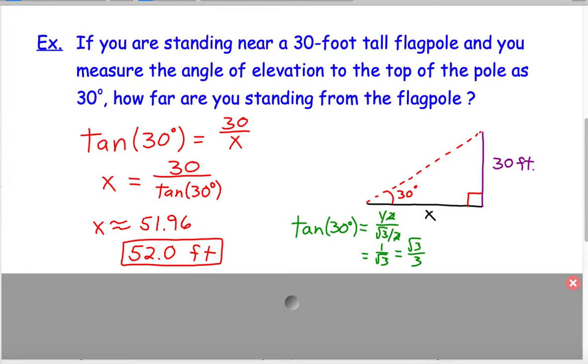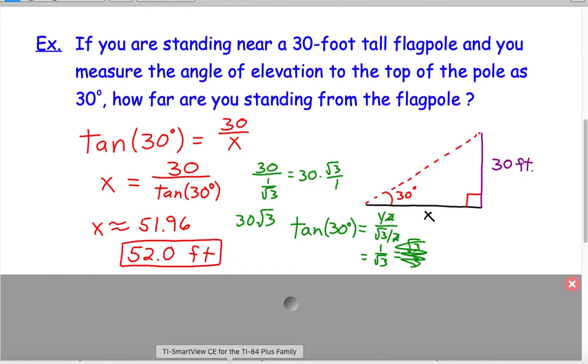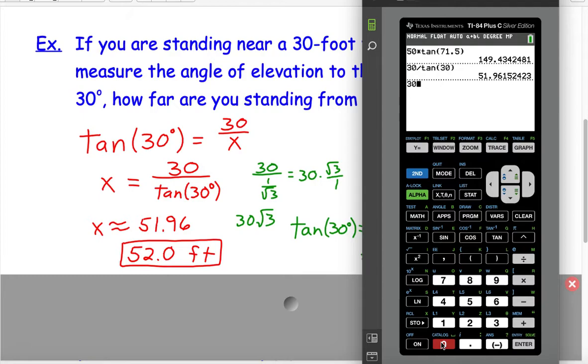If we wanted the exact answer, then we would do 30 divided by... Actually, I'm going to leave it as 1 over root 3. I'm not going to rationalize, because then dividing by 1 over root 3 is the same as multiplying by root 3 over 1. And so the exact answer should be 30 times the square root of 3. Let me check my calculator. What's 30 times the square root of 3? Oh, it's that exact same number.